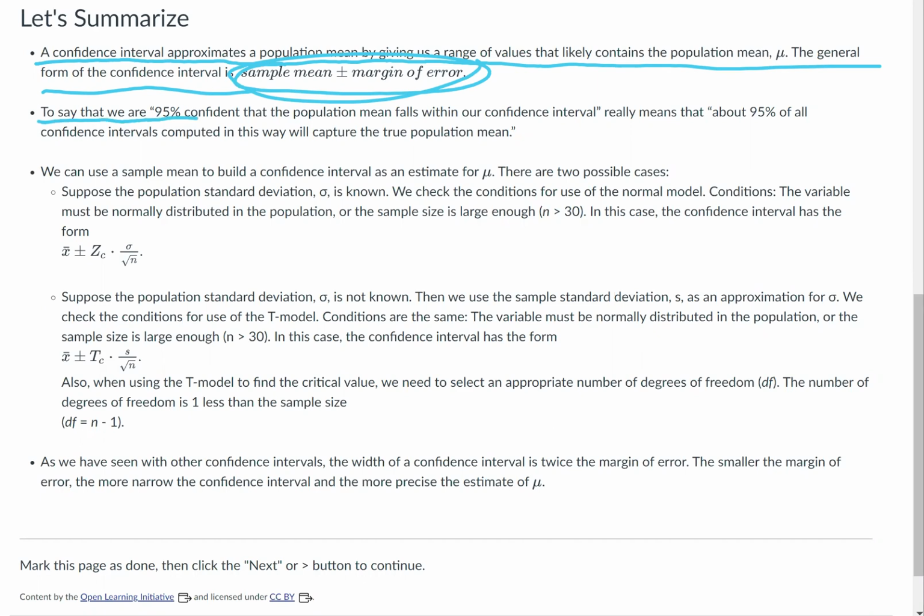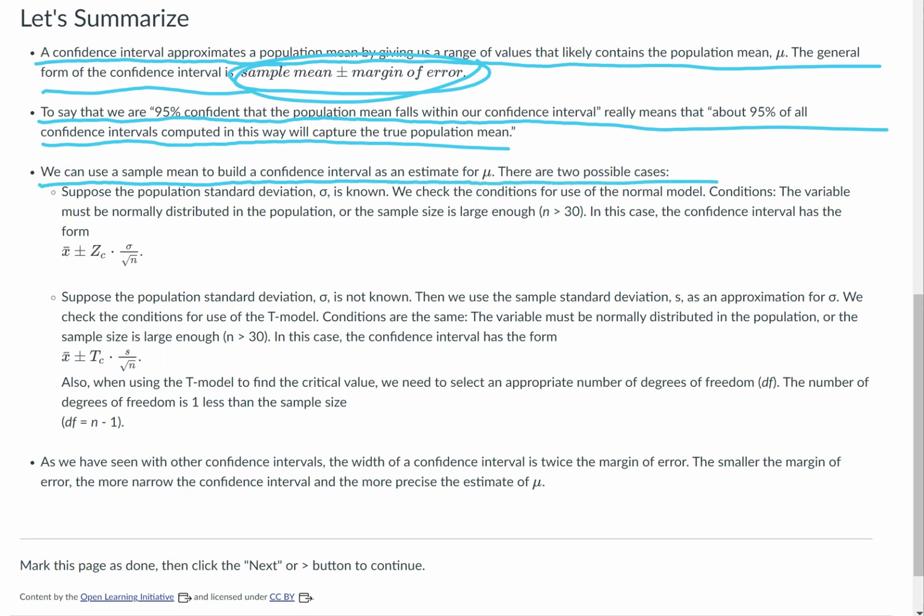To say that we are 95% confident that the population mean falls within our confidence interval really means that about 95% of all confidence intervals computed this way will capture the true population mean. Also, we can use a sample mean to build a confidence interval as an estimate for mu.